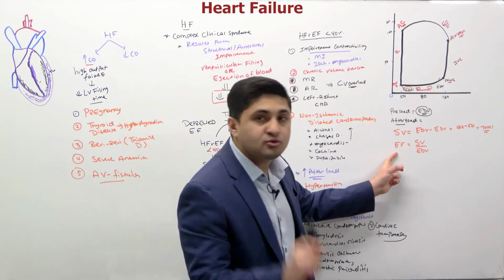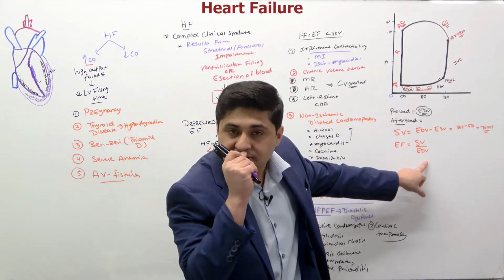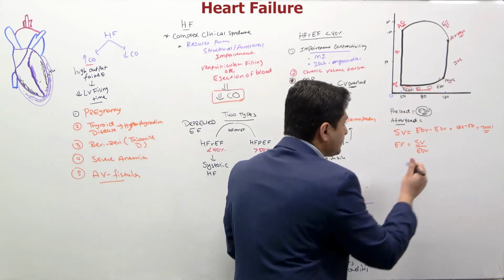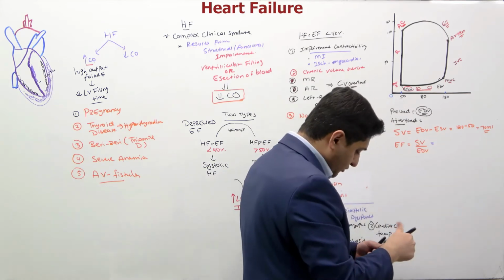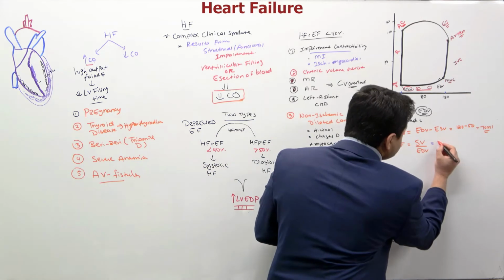Because ejection fraction is what? It's a fraction of the end-diastolic volume that is ejected per systole, or per contraction. In each systole, that's what ejection fraction is. So for this case, what is the ejection fraction? Stroke volume is 70 ml of blood, correct? 70 ml of the blood.